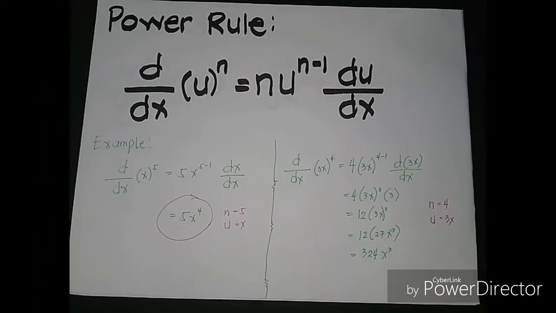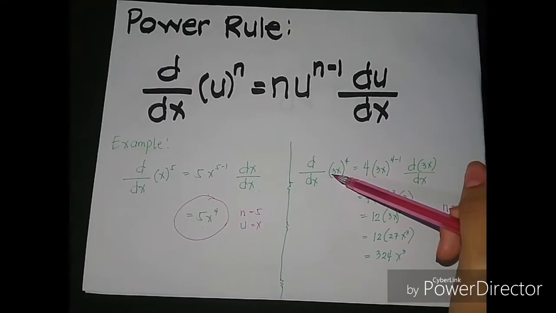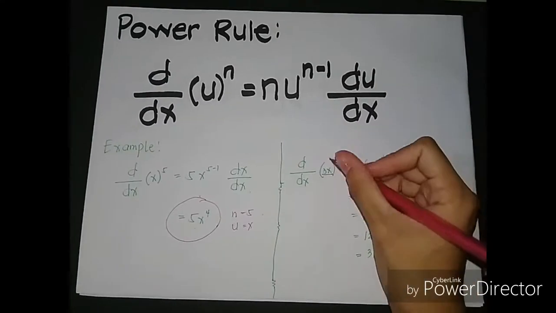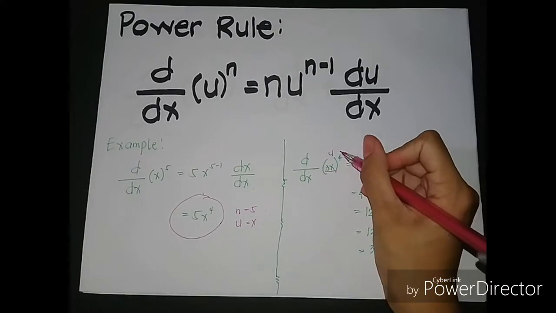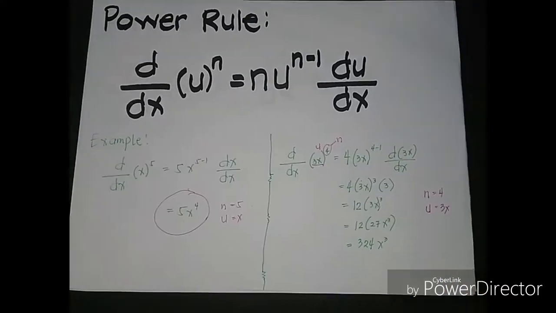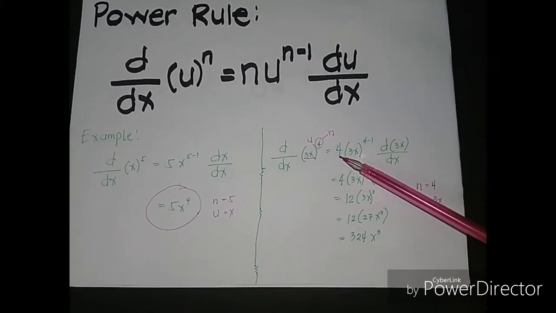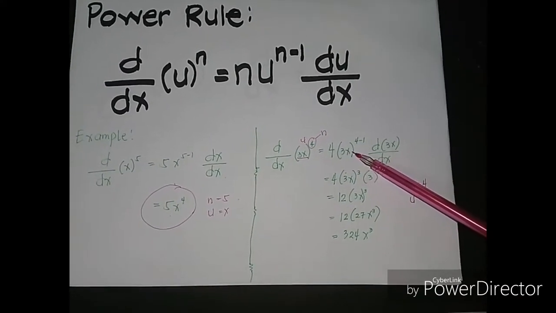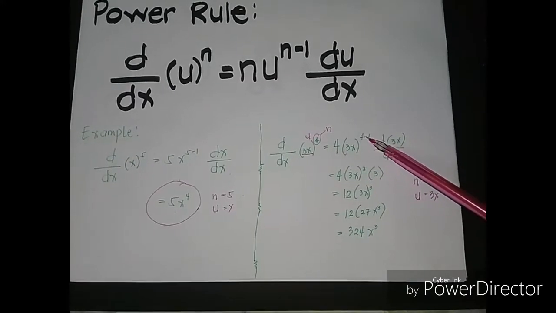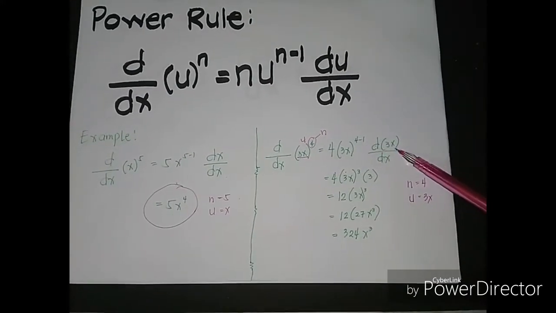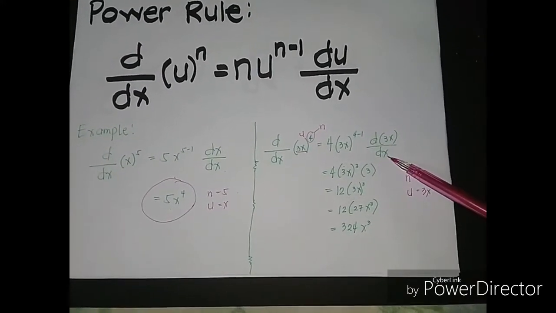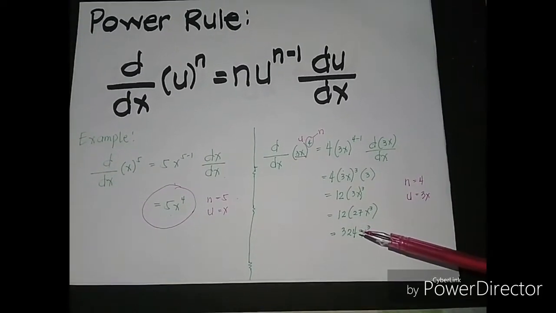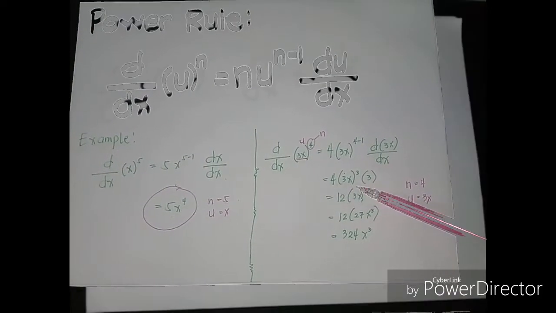We have another example, and this time 3x is the value for u and 4 is for n. Let's do now the substitution. 4 times the quantity of 3x raised to 4 minus 1 times the derivative of 3x over derivative of x. And then perform the operation.